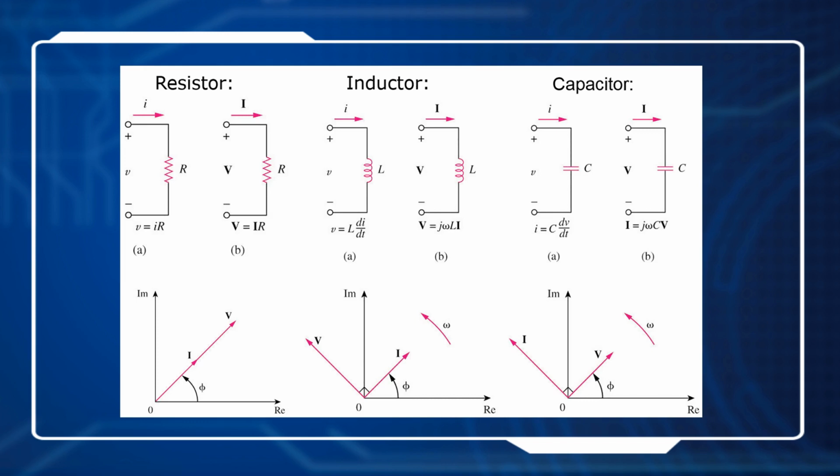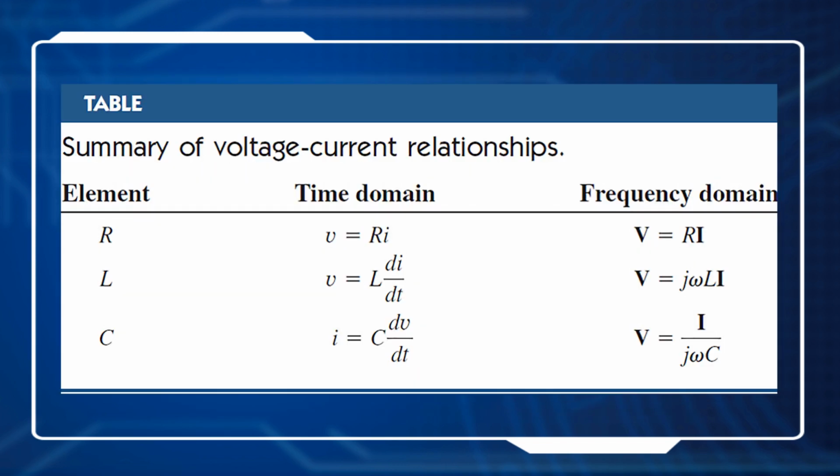And we can find the comparison of the relationship between V and I for resistor, inductor, and capacitor in this table. We can find the relationships in the time domain and in the frequency domain as well. The relationships in the frequency domain are quite similar, which means V equals something multiplied by I. And they are very similar to Ohm's law.